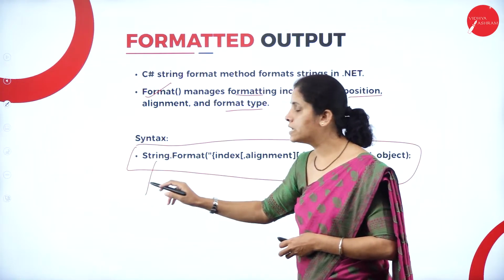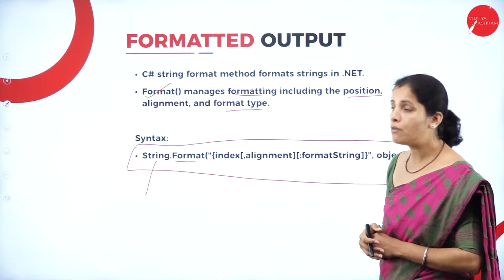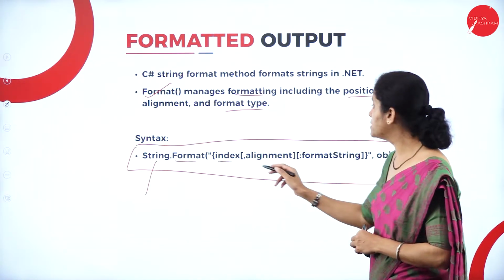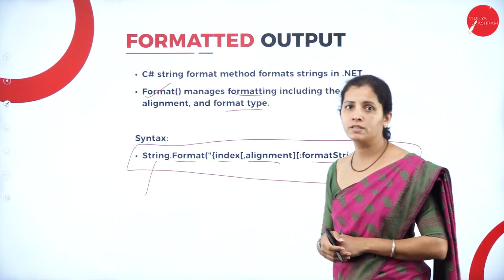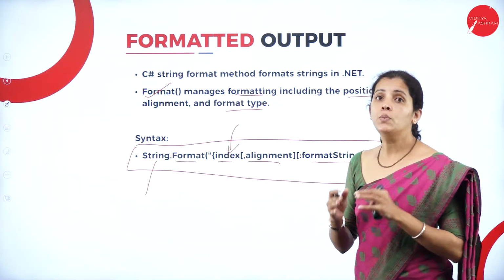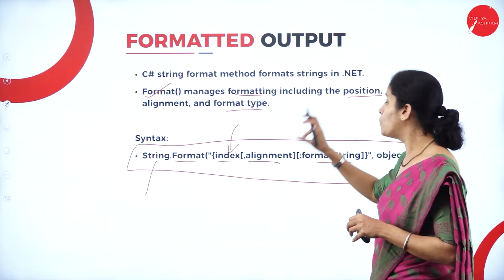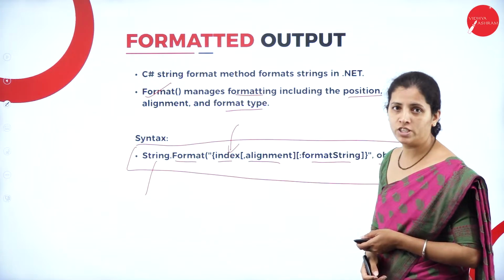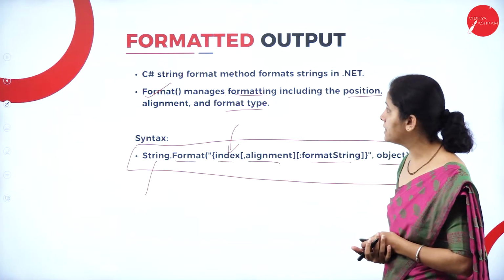So here I have the object, that is string, and I have the method called format, and I'm going to specify the index, the alignment, the format string, and the object. In the index I specify in which index I'm going to align the output and what format I want to align the output in. So here string is the object and format is the method.